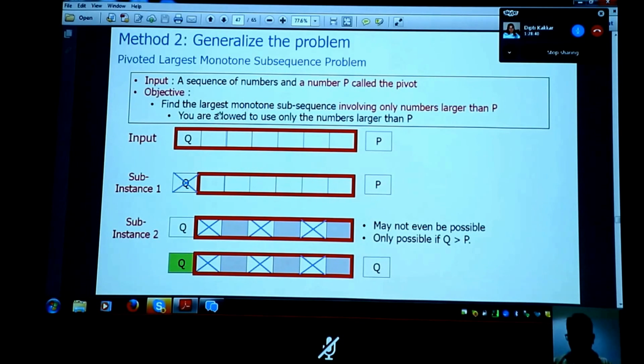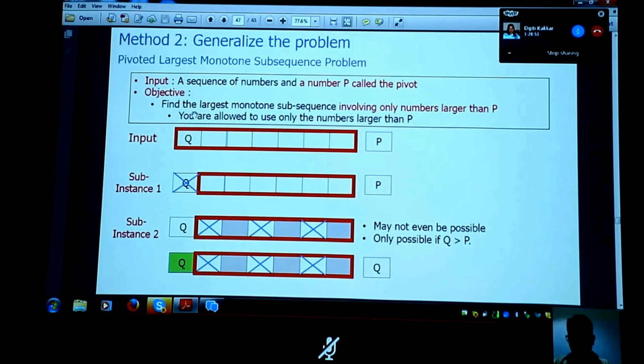Now, what is the objective? The objective is to find the largest monotone subsequence, the same as before. However, there is a condition imposed on you that you can only use numbers larger than p. It's kind of crazy that I give you a sequence, and then I give you a pivot and you cannot choose anything smaller than that pivot. The guy who constructed the input could himself have removed those numbers because I can't use them anyway, right? It's true, but nevertheless, let's just deal with it this way.